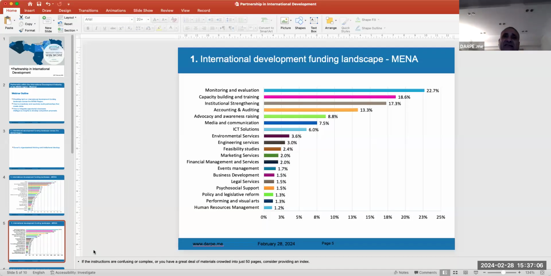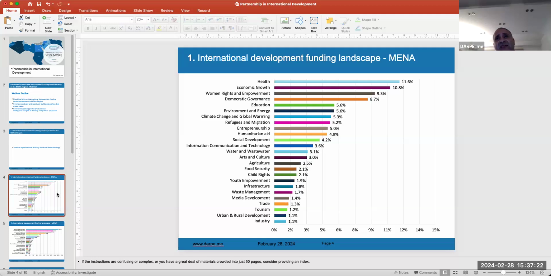At the same time, as I said, decision makers can consider these graphs as an X-ray of international development aid in the Middle East. And you know that international development aid across the Middle East exceeds several billions of US dollars a year. So this is the first part of today's webinar about the international development funding landscape.